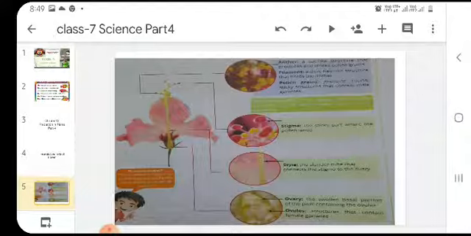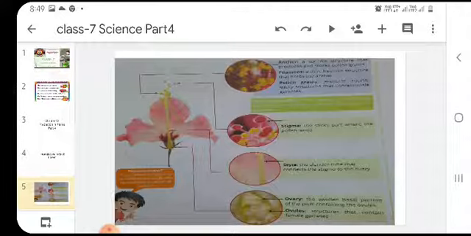What are pollen grains? Granular, round, sticky structures that contain male gametes are known as pollen grains. Students, what is a stamen? It is the male reproductive part. Stamen is the male reproductive part that consists of an anther and a filament.